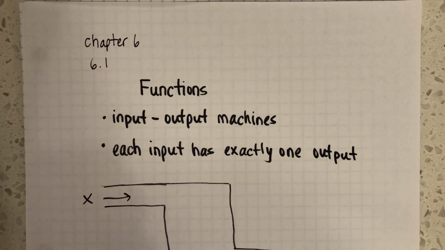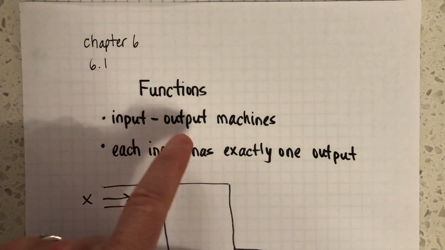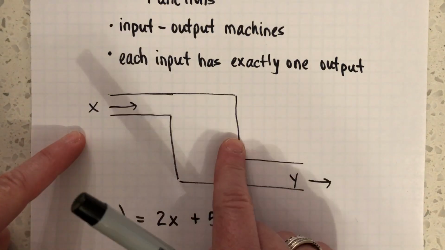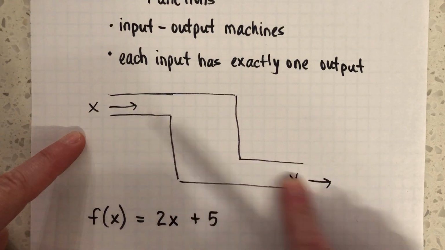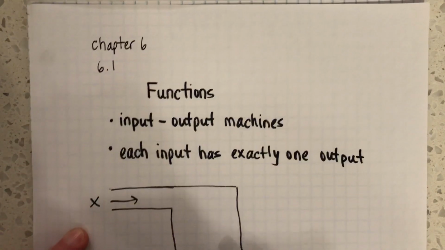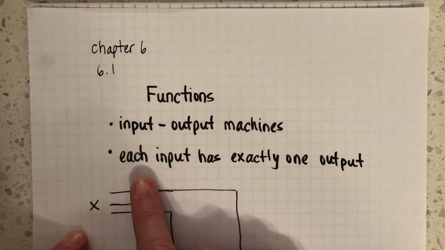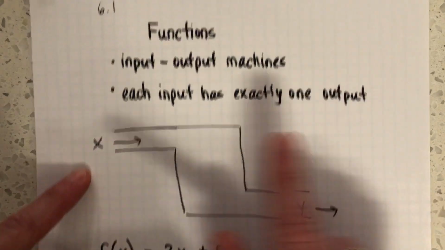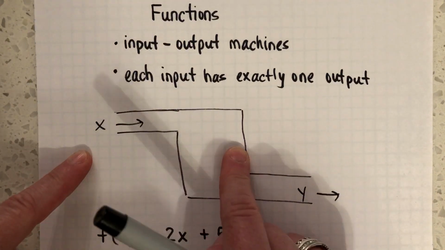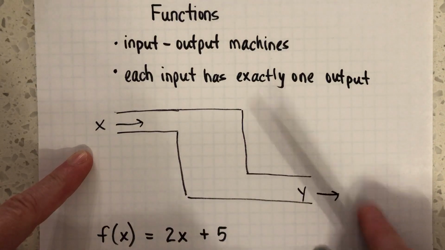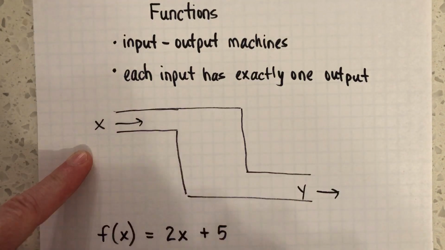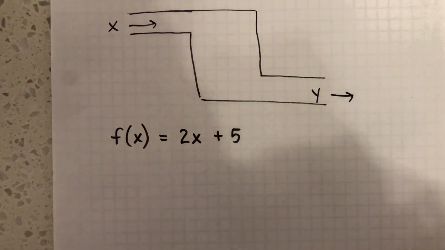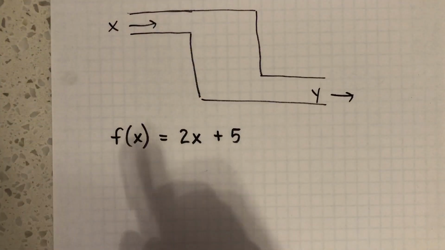And I think its easiest definition is the fact that it's an input-output machine. You plug something into the function, it does something to that input, and then it shoots an output out. It is defined to be a relation where each input has exactly one output. So when you plug a number into a function, only one number could ever come out for that input that you plugged in, okay?